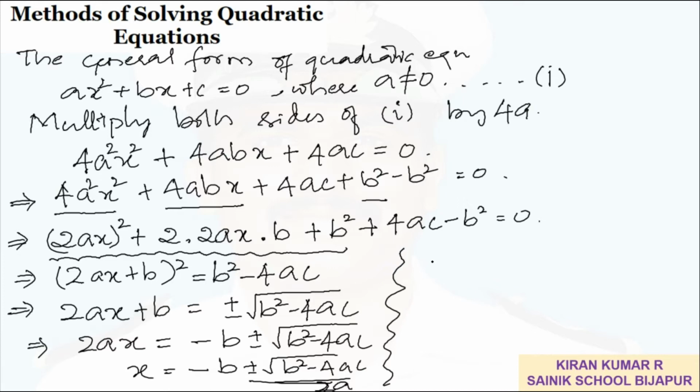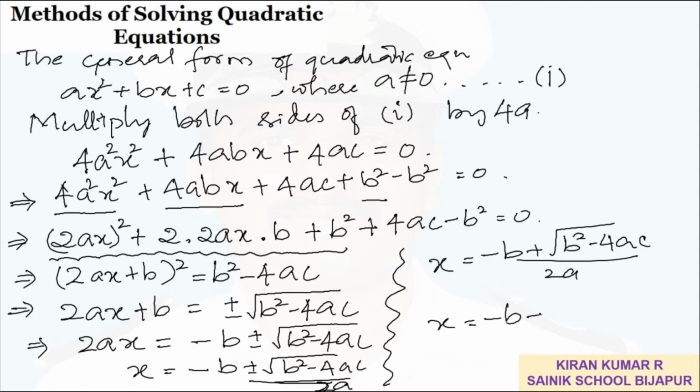Therefore, there are two values of x. One value is minus b plus root of b square minus 4ac by 2a, and the other is minus b minus root of b square minus 4ac by 2a. These are the values of x and the roots of the given quadratic equation. And this method followed is the completing square method.